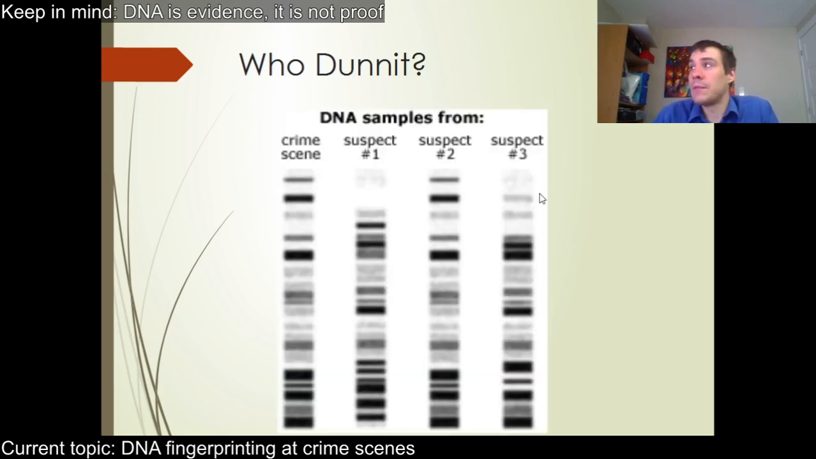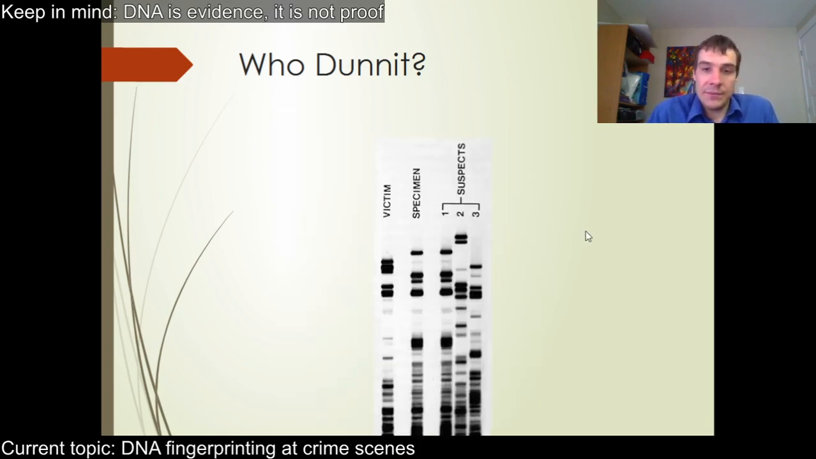And here's another one. This one's a little bit more fuzzy and a little bit more interesting. Here's the crime scene. Which one matches? Well, I think it's pretty clear. It's suspect number 2. So the advantage of DNA fingerprinting is you get these very clear images. All right. Here's another one. This really looks like a real gel. This is what a real gel kind of looks like.